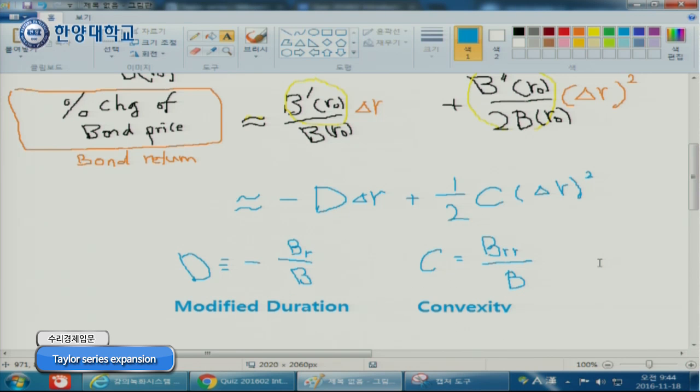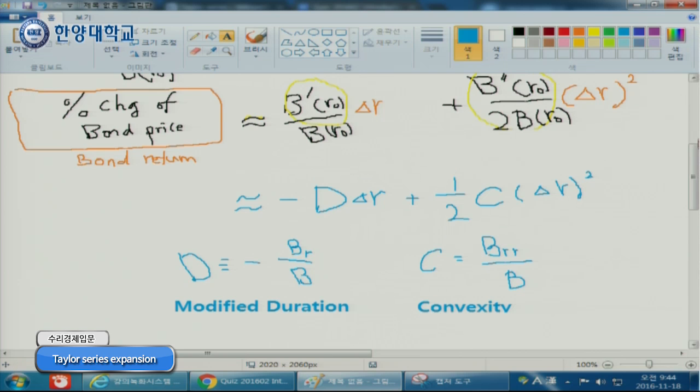Well, then of course the question is, now we have to calculate what is this one and what is this one, right? What is the first derivative, second derivative? Fortunately, in bond pricing, this and this are extremely easy. Right? So let me show you how to do that. Fairly easy.